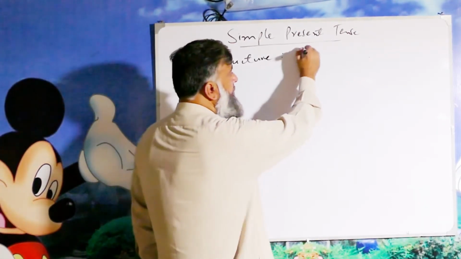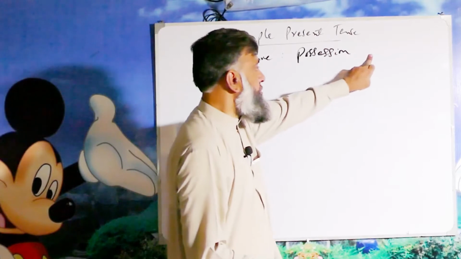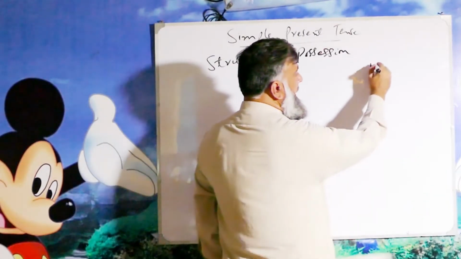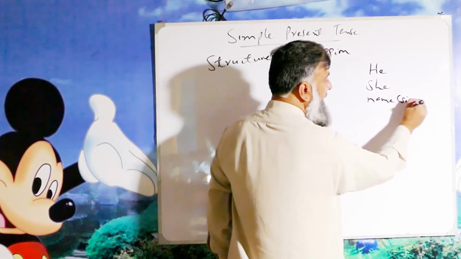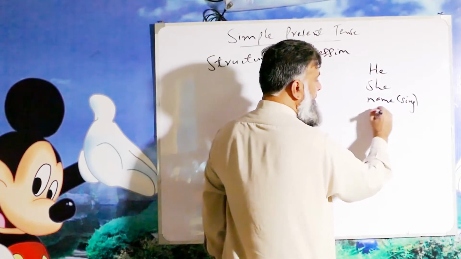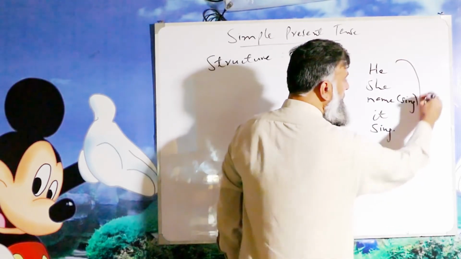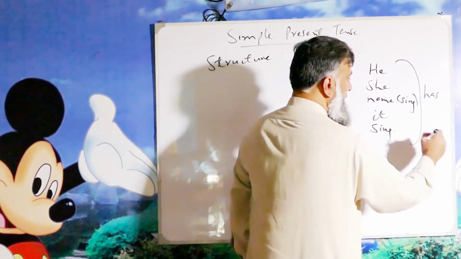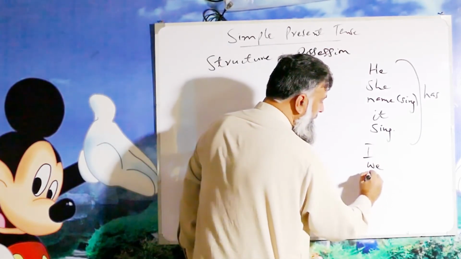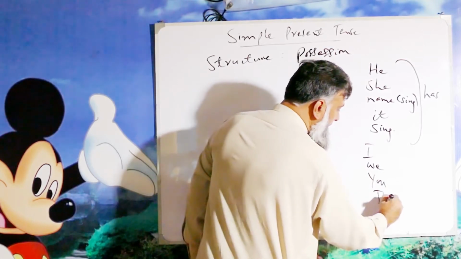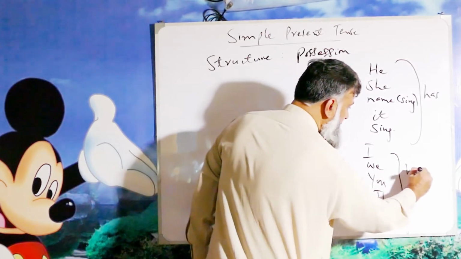So let me tell you how to make sentences and what the structure will be. For possession, with he, she, name, when the name is singular, keep this in your mind, it, or any singular thing, we use has. And with I, we, you, they, plurals, we use have.